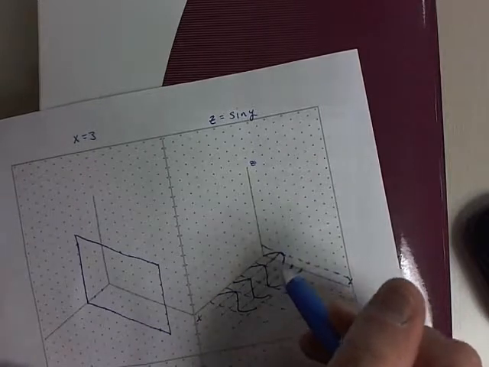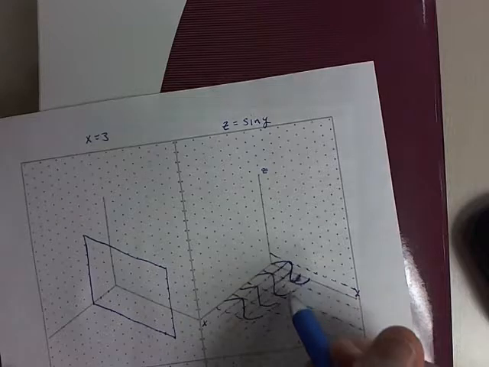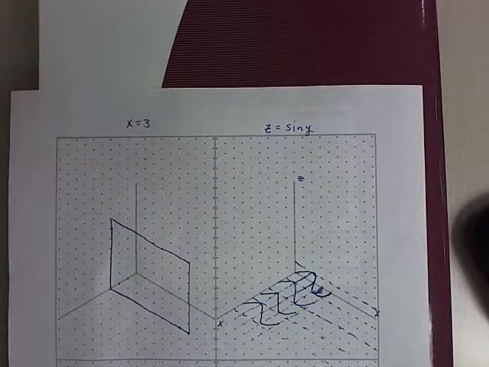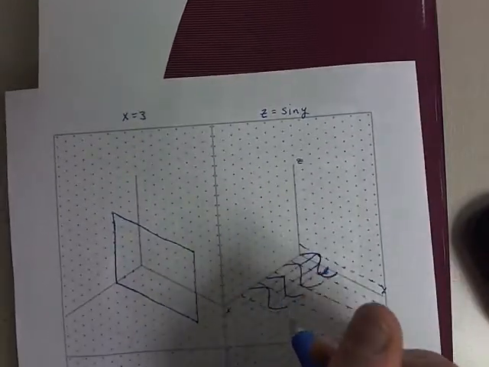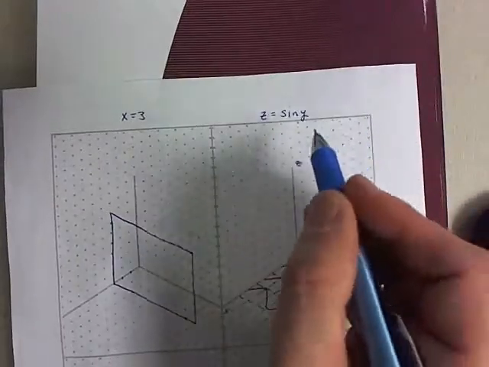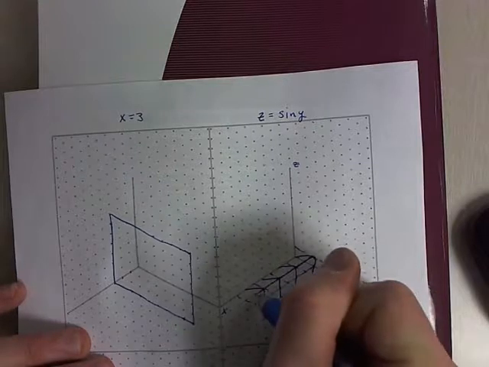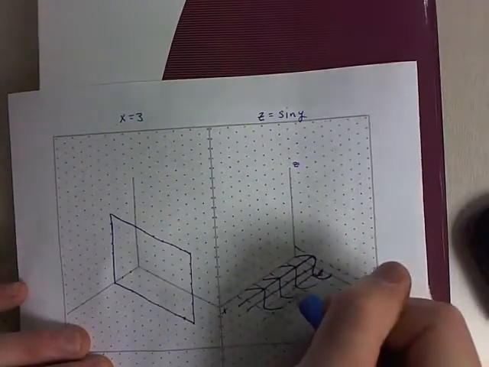And what forms here is a surface. It looks like the sine graph, but it's an infinitely long surface. It also goes back in the negative direction. This is the graph of z equals sine y. Now notice these lines I drew right here. These lines are called the rulings.